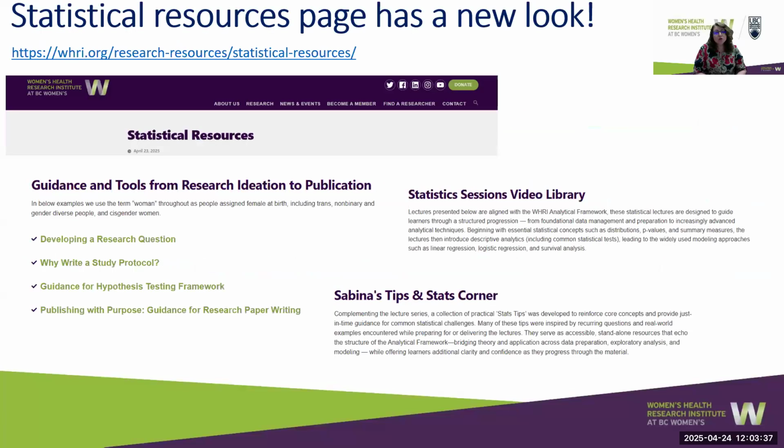and next year. Thanks to Olivia, I have a new statistical resource page that looks very cool and very organized. It's really easy to find the information. The new page includes guidance and tools from research ideation to publication. We'll have links to all the documents: developing a research question, why write a study protocol, guidance for the hypothesis testing framework, and publish with purpose, how to write the research paper. And again, this is my perspective on the issues, from my experience. It's not necessarily that everyone thinks the same way.